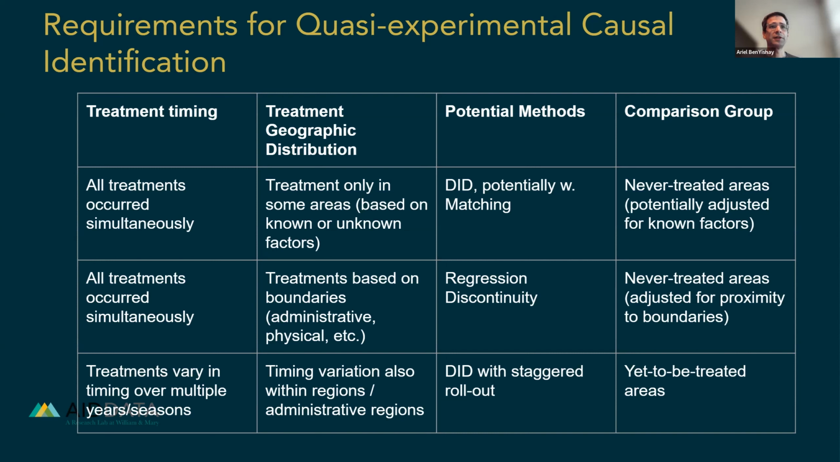If the geographic distribution in the second row also has boundaries that are well defined to it, like administrative boundaries, physical boundaries, etc., then we can leverage regression discontinuity to look at never treated areas, but adjust for the proximity to these boundaries that define the treatment more narrowly. And then in the third row, if the treatments in fact vary over time, over multiple years or seasons, then we can leverage that variation over regions, making sure that they're varying within regions or administrative units, to do DID with a staggered rollout. And again, in those cases, the goal is for the yet to be treated areas to be the comparison group. We're going to get into these in just a minute in a lot more detail.